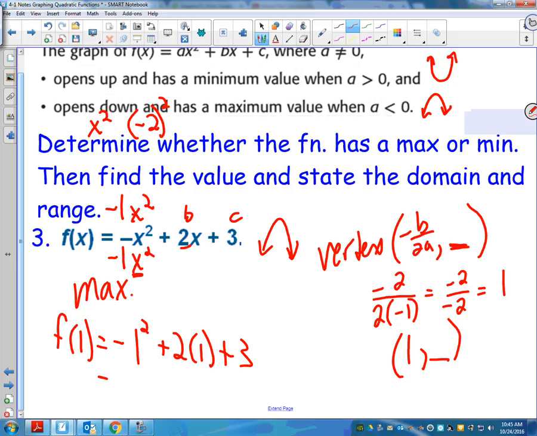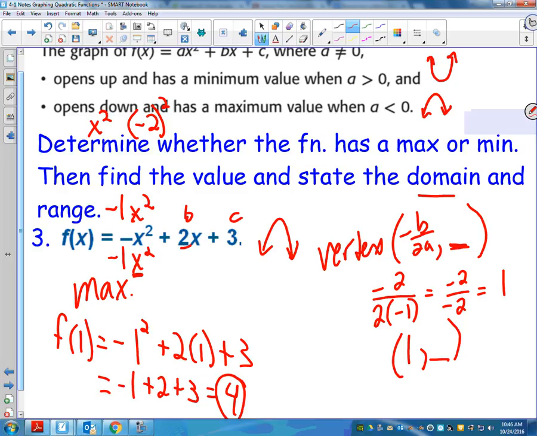So when I type this in, I'm actually going to get -1 plus 2 plus 3. 5 minus 1 is 4. So the maximum value of this function is 4. 1, 2, 3, 4. Questions about that?